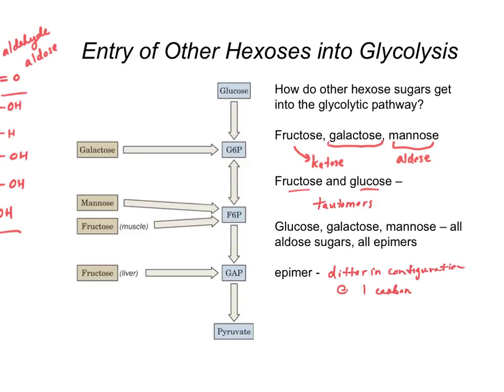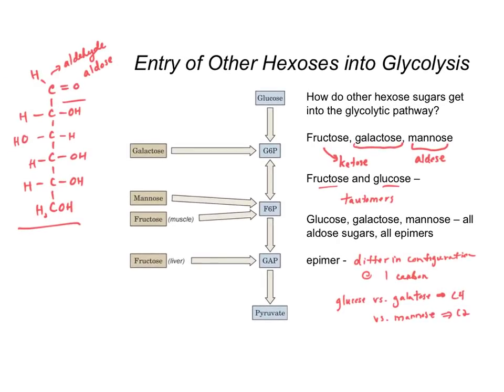So when we compare glucose versus galactose, that 1 carbon ends up being carbon 4. So these guys just differ in configuration about carbon 4. Glucose versus mannose, they differ in configuration about carbon 2. Okay, so that's the difference: the definition of an epimer versus a tautomer, ketose versus an aldose.